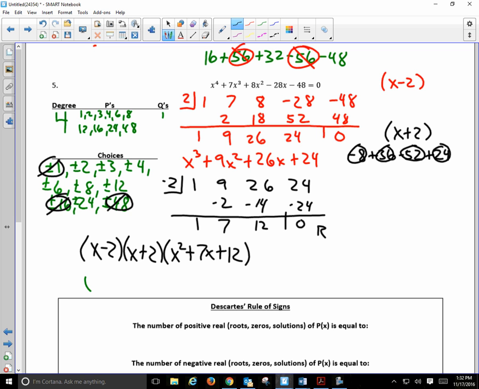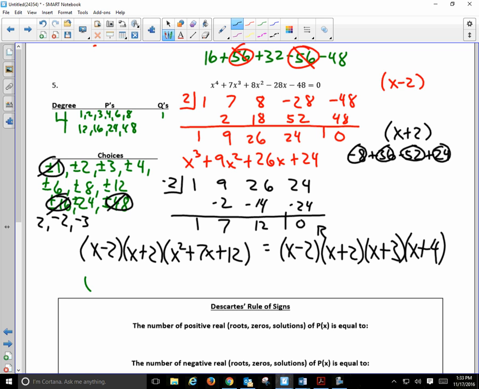Does it factor? Yes. So I have x minus 2 times x plus 2 times x plus 3 times x plus 4. And so my solutions are 2, -2, -3, and -4. And you can see that they are located up here. A +2, a -3, a -2, a -4, and I have a total of 4 solutions. And we could sketch the graph pretty easily, couldn't we?